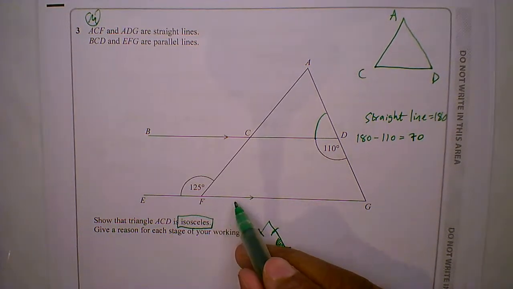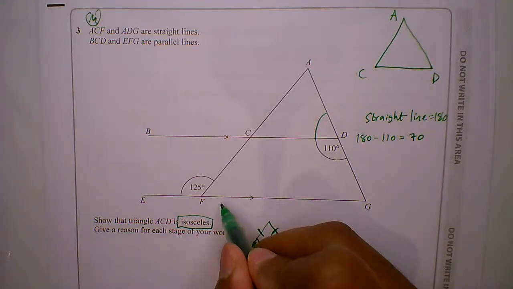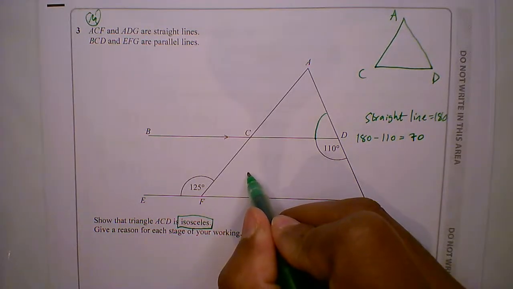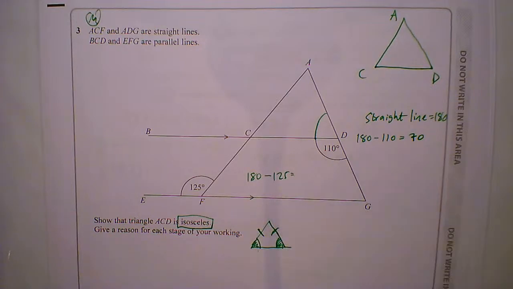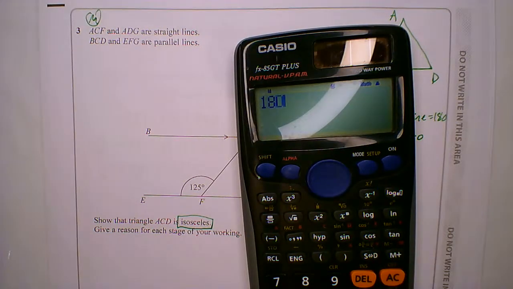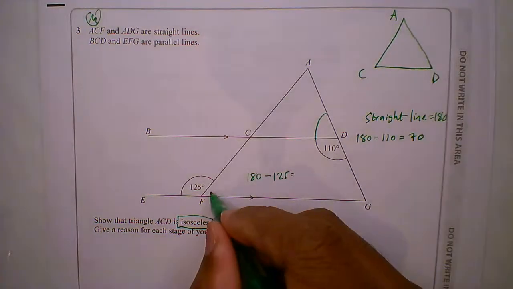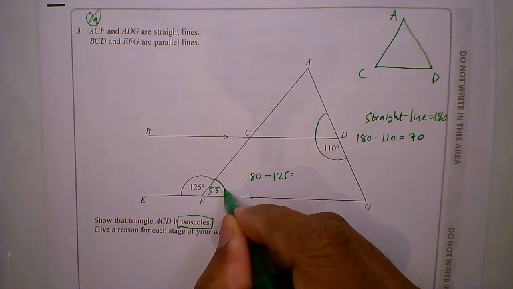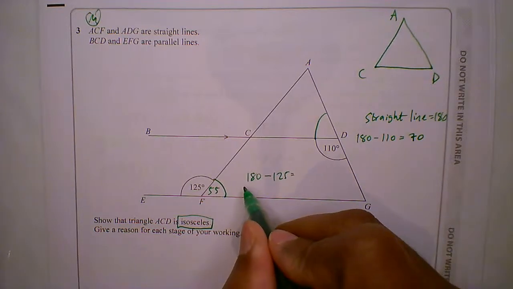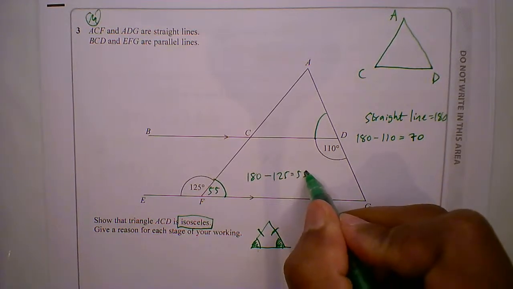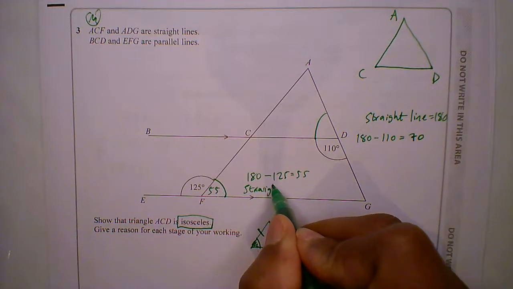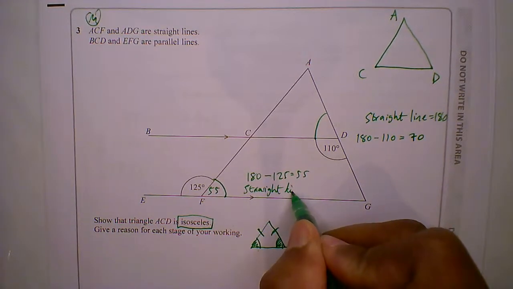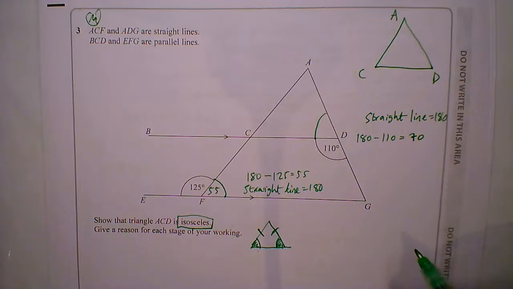And then same thing here. You've got another straight line here. So this is 180 minus 125, which is 55 degrees. Okay, so you've got that here. I'm just going to write that as a straight line equals 180 degrees. So you've got that there.